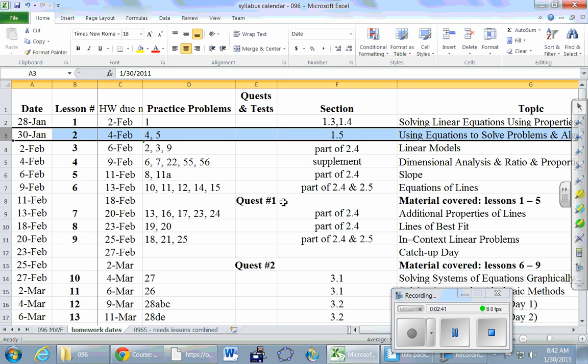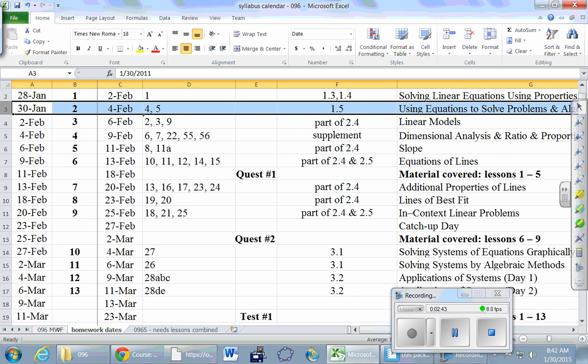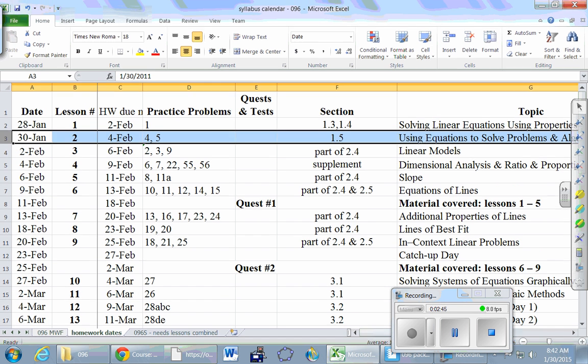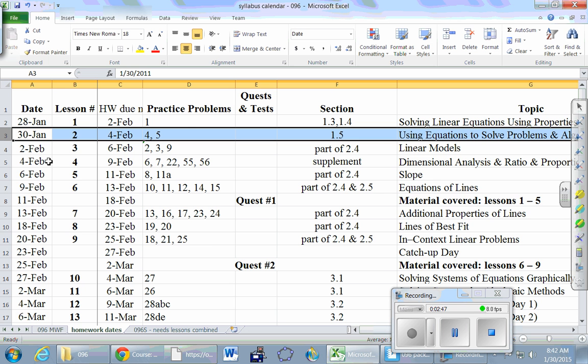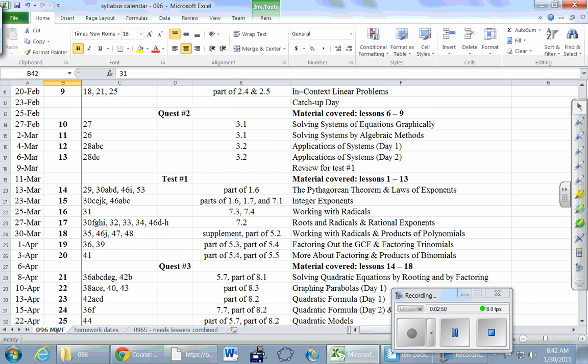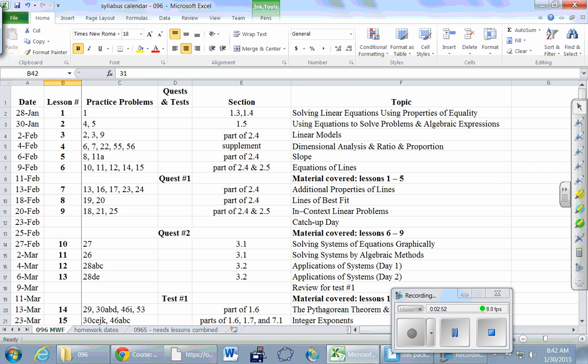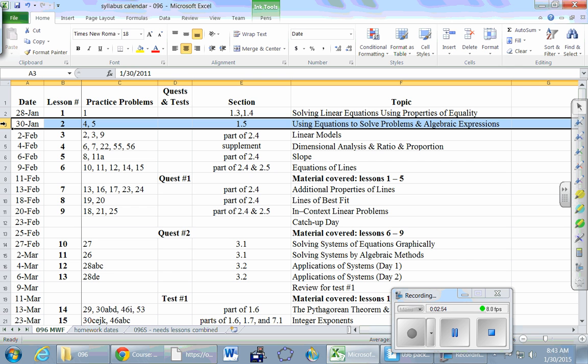Why are there 2 dates in here? Because I'm looking at the wrong tab. There we go. All right, today is still January 30th, lesson number 2. I think we finally found it. There we are. The practice problems column we're ignoring for the time being. I'll share that with you maybe on Monday.